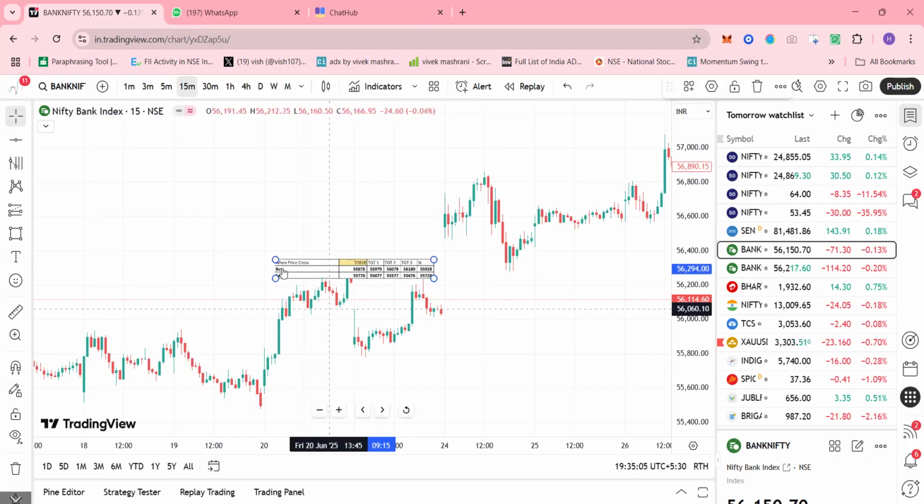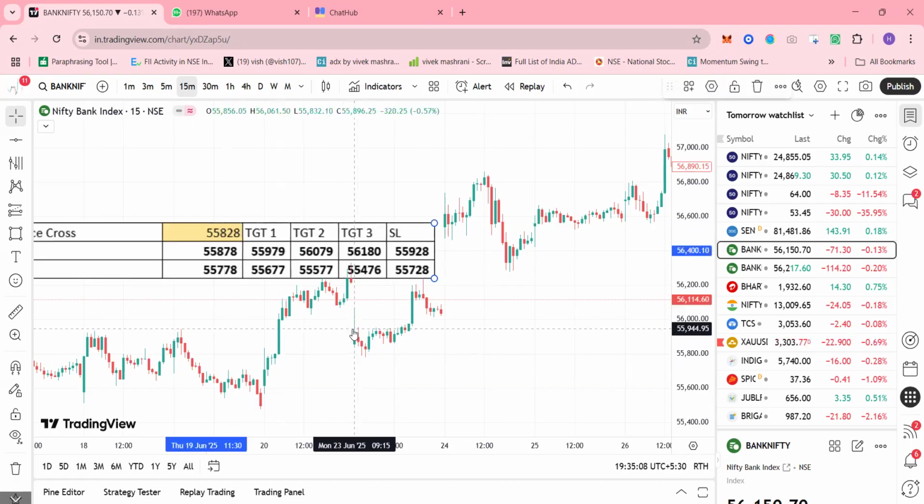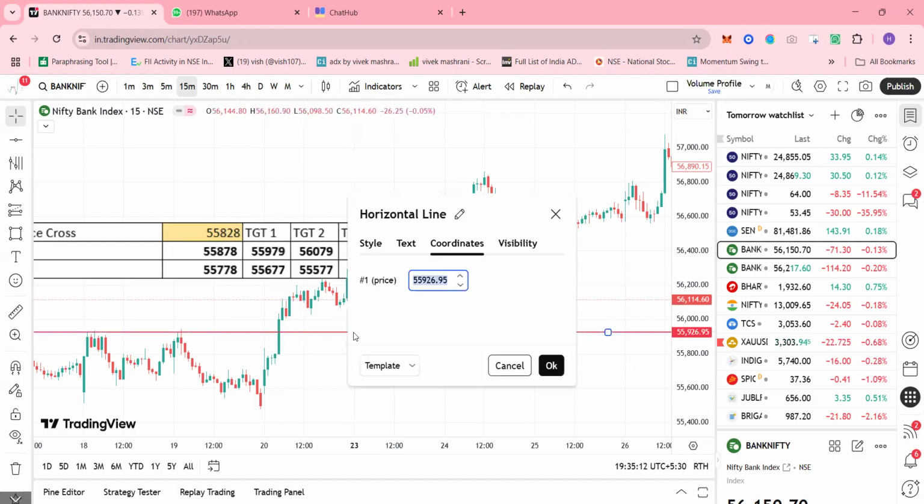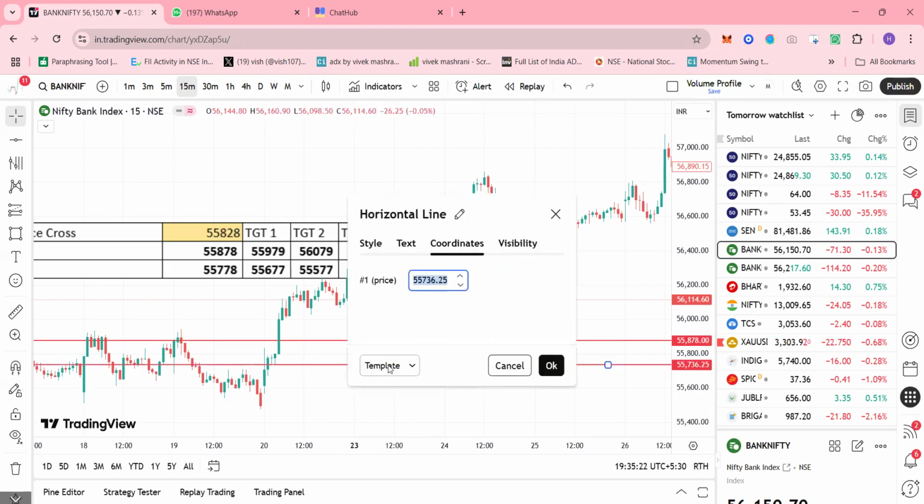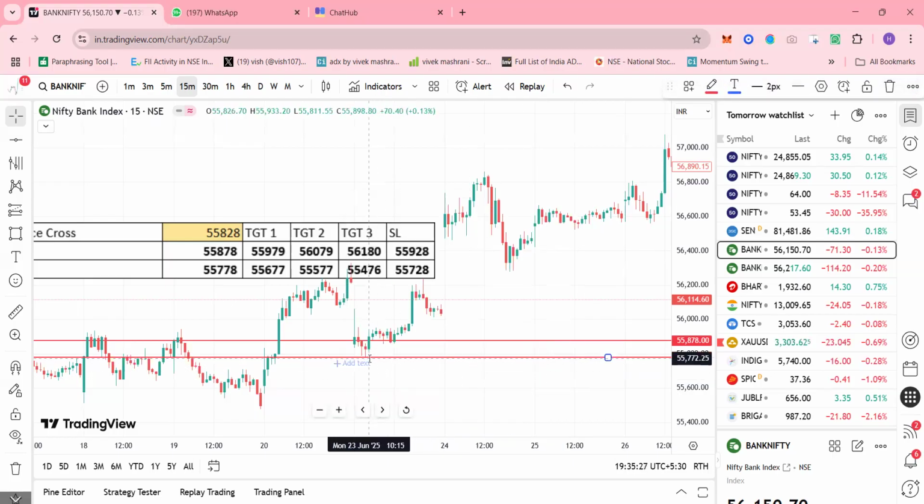55,828. Okay, yes. So what is it saying? 55,878 is the long side, and 55,778 is the short side. So did the short side get activated? No, the long side got activated around 10:15. It was just trading around that.